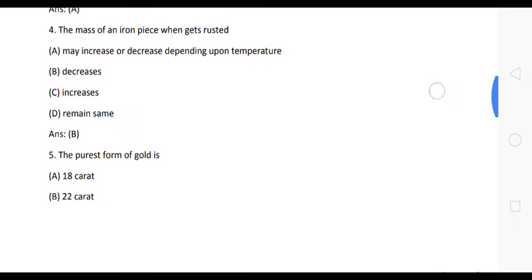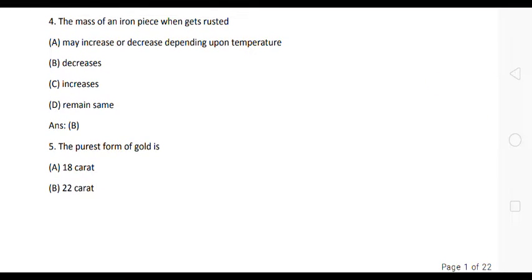The next question is: the mass of an iron piece when it gets rusted? The options are: may increase or decrease depending upon temperature, decreases, increases, remains the same. The correct answer is option B, decreases.